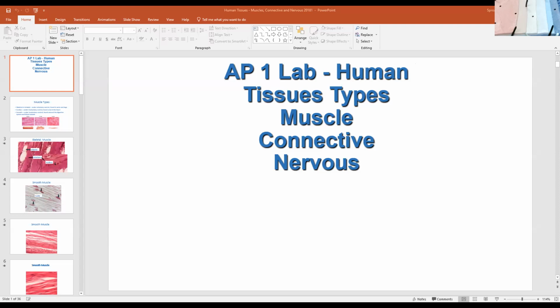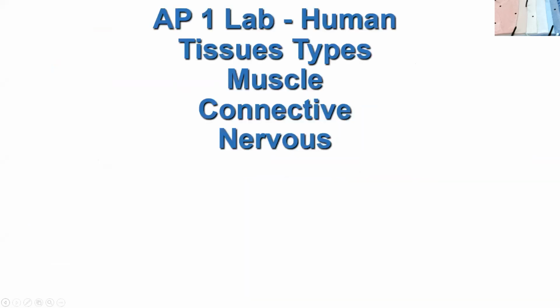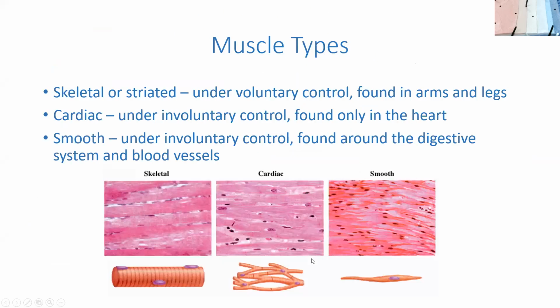So last week, we took a look at the epithelial cells and we looked at the different types of epithelial cells. That is one of the 4 categories of tissues in our bodies. They're the covering tissues. The other 3 types of tissues are the muscles, the connective tissue, and the nerves. Now, muscles come in 3 categories.